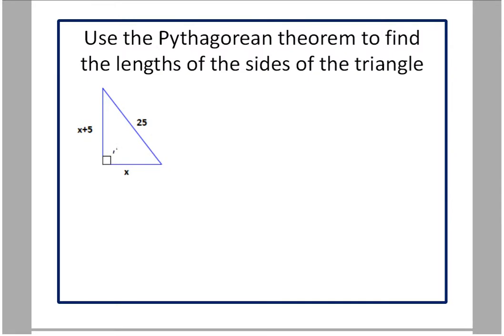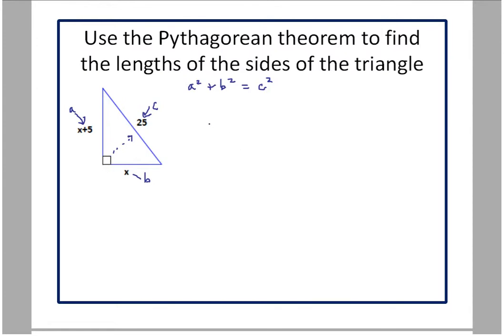So remember, the formula is a squared plus b squared equals c squared, where c is your hypotenuse. So in this case, that's the 25. And let's just do this one is a and this one is your b. Okay, those are the two sides that make up the right angle.